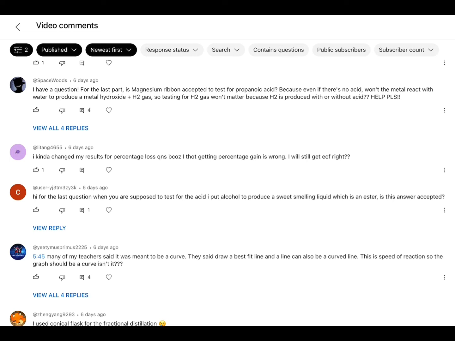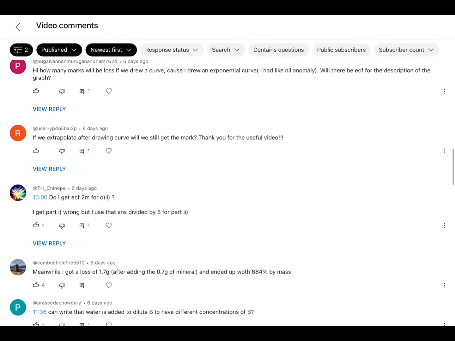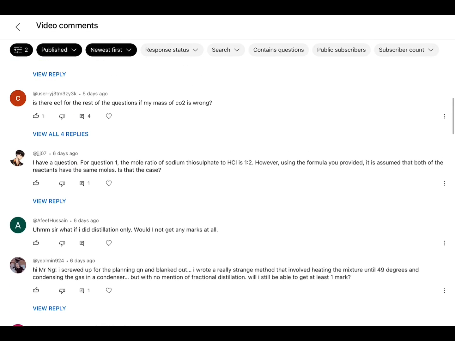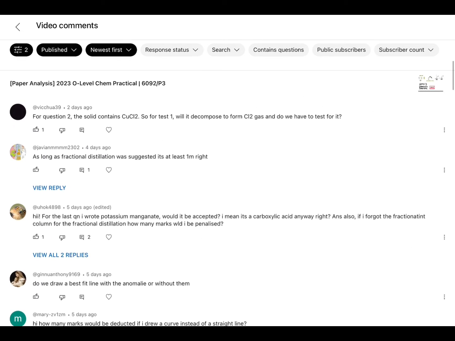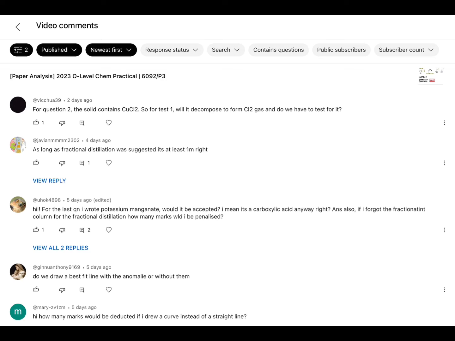Next, we'll go on to the QA experiment. In the QA experiment, there was a comment asking whether there's a need to test for chlorine gas in question 2. Now, since in question 2, solid C is a mixture of copper 2 carbonate and hydrated copper 2 chloride, upon heating, would your copper 2 chloride decompose to give you chlorine gas? The answer is no. Now, not all solids will decompose upon heating with the Bunsen flame.